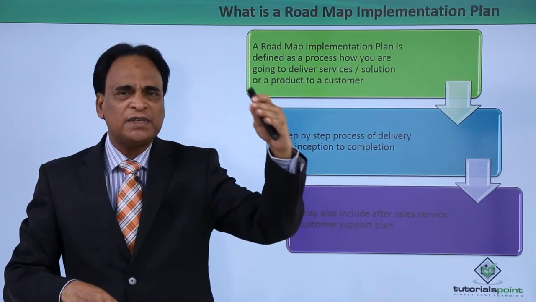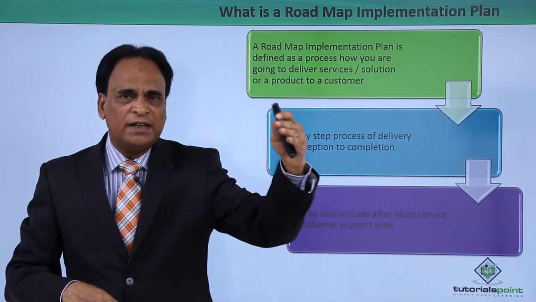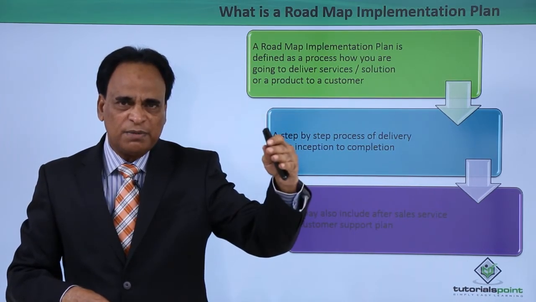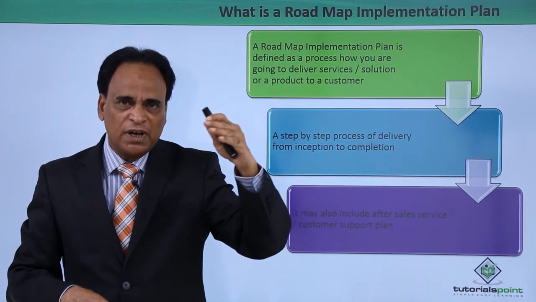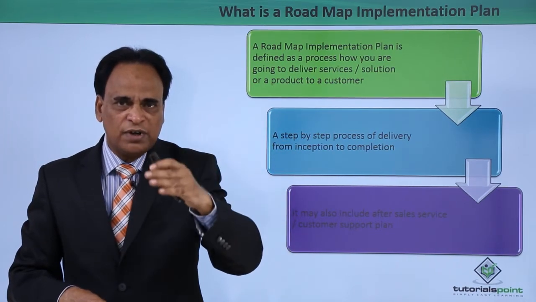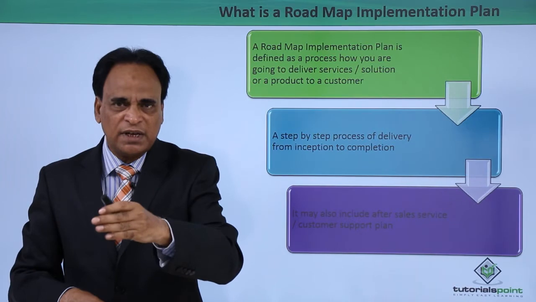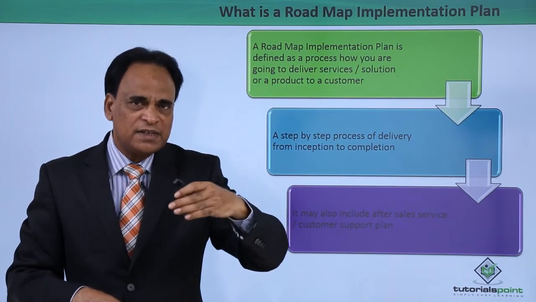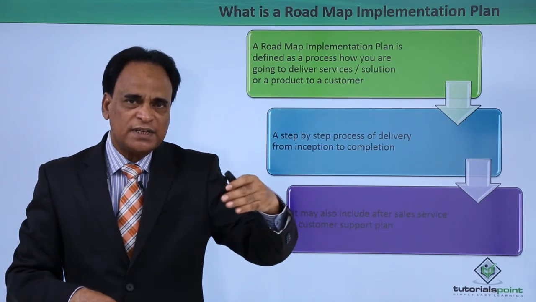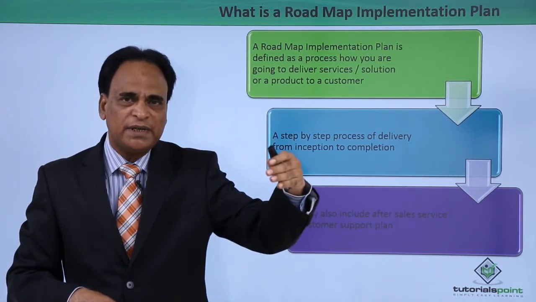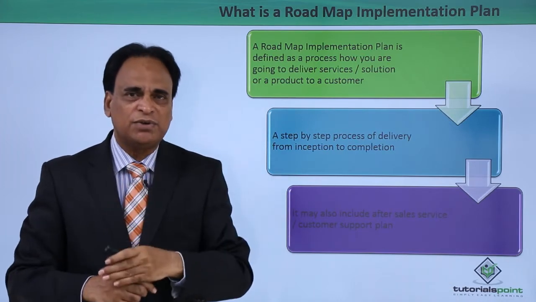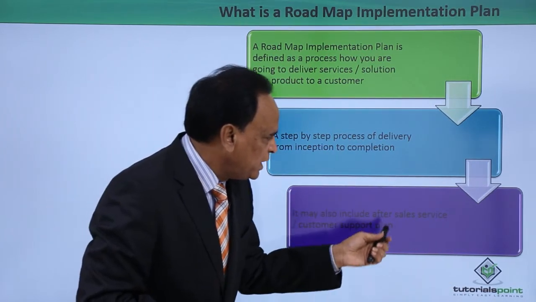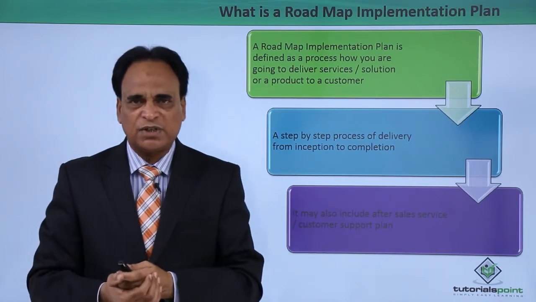From the start, you say, this is what we are delivering, and these are the issues, concerns and challenges that you are facing. These are your requirements. To address these requirements, we are going to do this, and this is how we are going to do it. This is the timeline, these are the resources that we are allocating, and these people will do this, and this is how we are going to test it, this is how we are going to implement it, and this is how we are going to execute it. A step-by-step process. It may also include after-sales service and customer support.